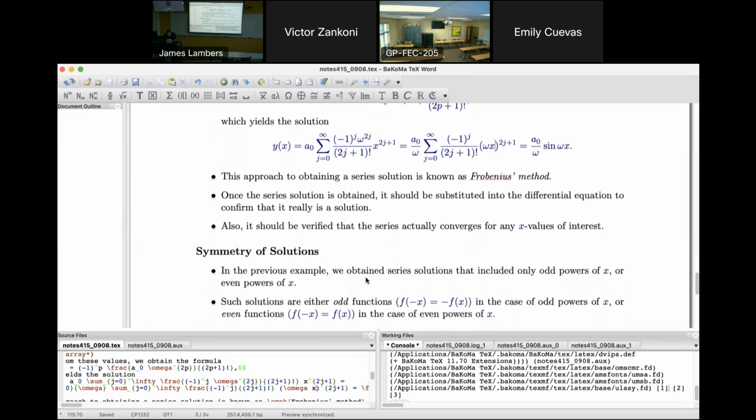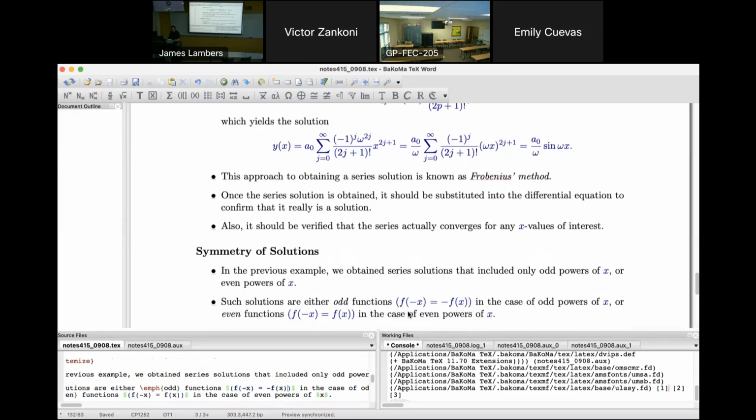Now, in a situation like we just had in this example, where your solution has only odd powers of x, or only even powers, then you have some symmetry. If you have all odd powers of x, then the solution is an odd function, meaning that if you negate x, then that has the effect of negating f of x. So sine is an example of an odd function. x cubed, x to the fifth, all odd functions. If you have only even powers of x, then you have an even function where negating x does not change the function value. So cosine, x squared, x to the fourth, etc. Those are all even functions.